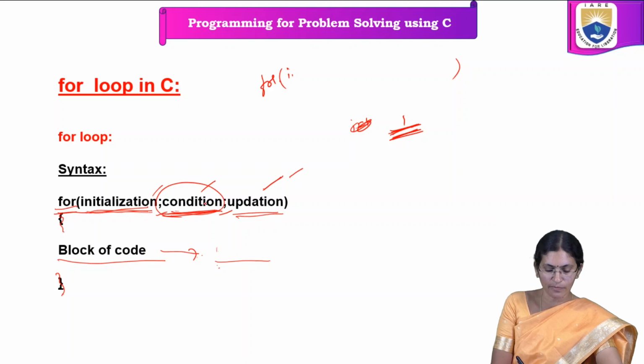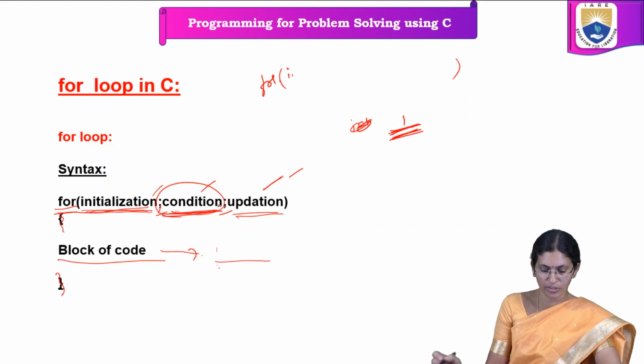Next, in order to repeat these statements, you need to specify the condition. The condition is specified after the initialization, followed by a semicolon, then you mention the condition expression. Here again a semicolon and then updation. The result of the condition evaluates to true or false. Based upon that, if it is true, only then the block of code inside this for loop will be executed. Then after that, the next step, updation, will be carried out. This is done with the help of an increment or decrement operator.